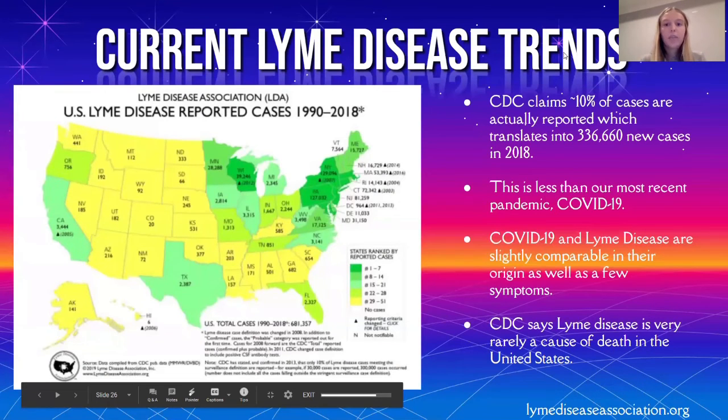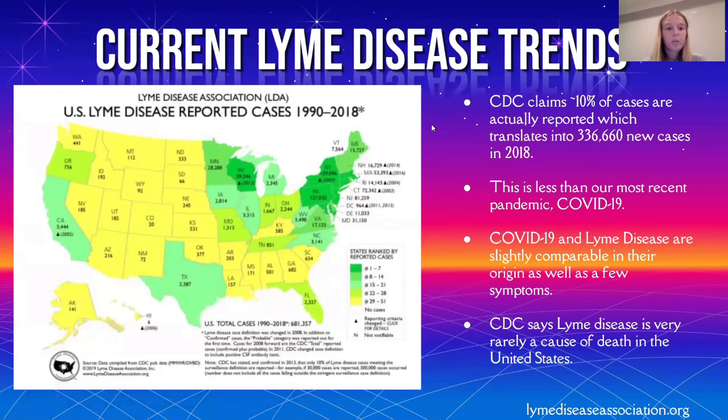All right, now that we finished our Jeopardy game, we're going to go into a few more details about Lyme disease trends. So the CDC claims that about 10% of cases are actually reported, which translates into about 336,660 new cases in at least 2018. This is less than our most recent pandemic, COVID.